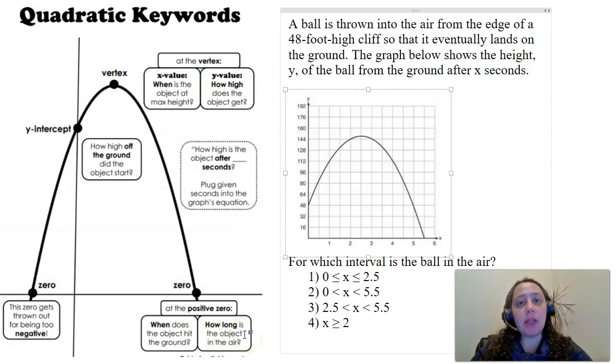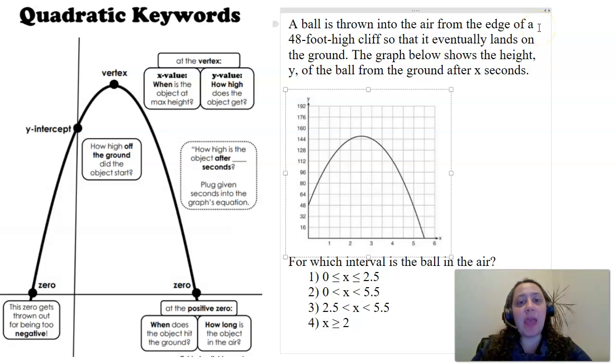Now, in real life examples, we don't typically have negative values of x. Usually our x-axis represents time, and it doesn't really make sense to have negative time. So we don't consider this root. We only use the positive root, the positive 0.